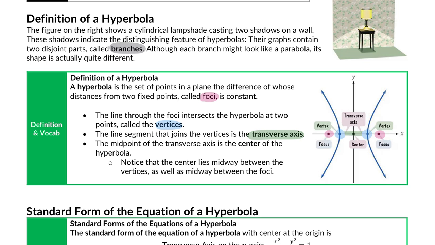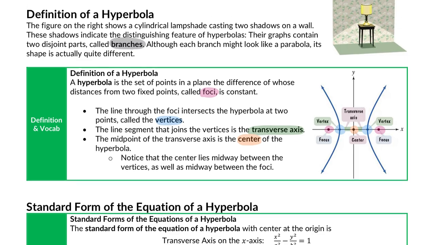The midpoint of the transverse axis will be the center of your hyperbola. So we do still have a center of the shape, but notice the center is in between the branches this time instead of in the center of the ellipse like it was before. Notice that the center lies midway between the vertices as well as midway between the foci. That is still the same as it was for the ellipse. The center is truly in the center of the foci, the vertices, and the shape itself.